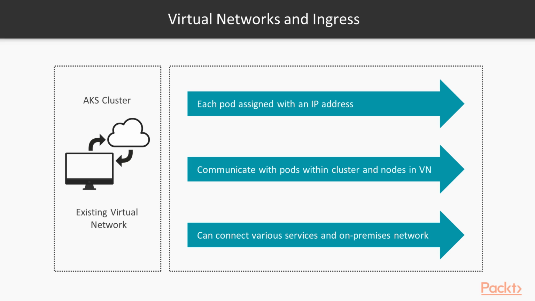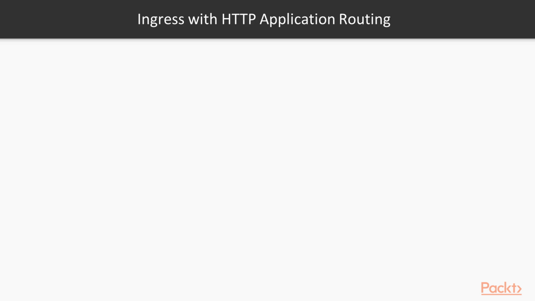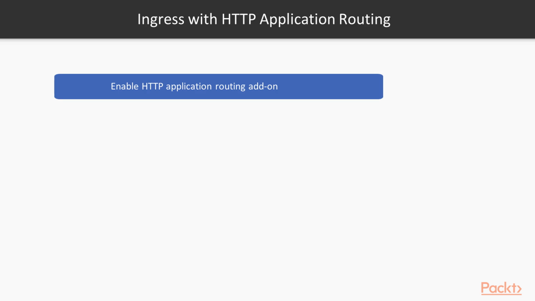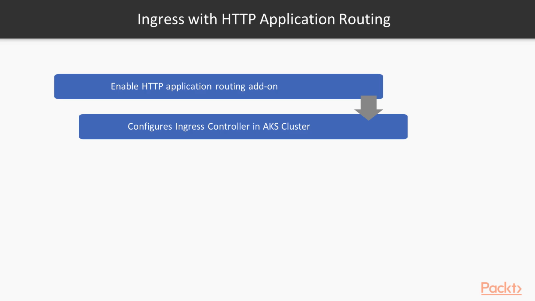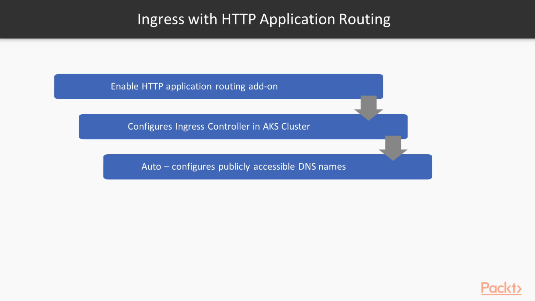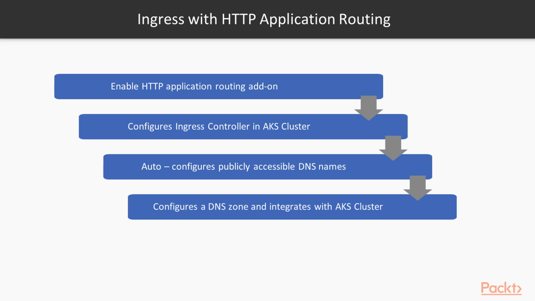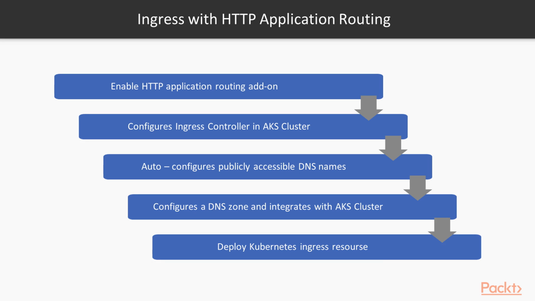The HTTP application routing add-on makes it easy to access applications deployed to your AKS cluster. When enabled, the HTTP application routing solution configures an ingress controller into your AKS cluster. As applications are deployed, publicly available DNS names are auto-configured. The HTTP application routing configures a DNS zone and integrates it with your AKS cluster. You can then deploy the Kubernetes ingress resources as normal.